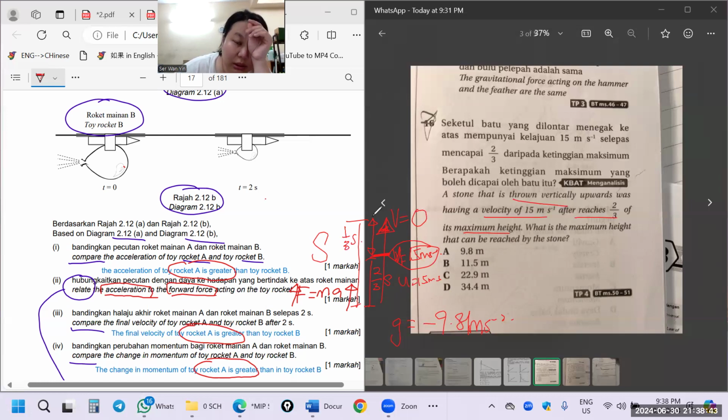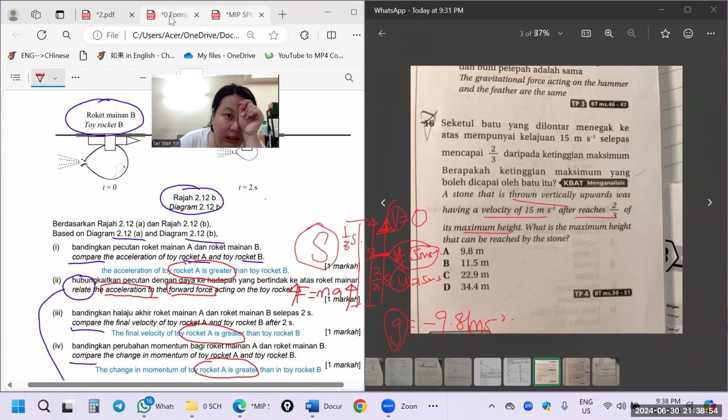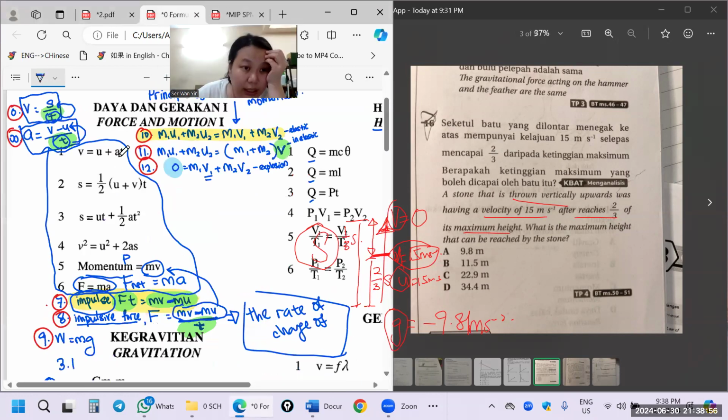So there must be a formula with S, U, V, G, A. We use the fourth one. So the fourth one would be V squared equals U squared plus 2AS. V is 0, U is 15 squared plus 2G times S, 1/3 of S.